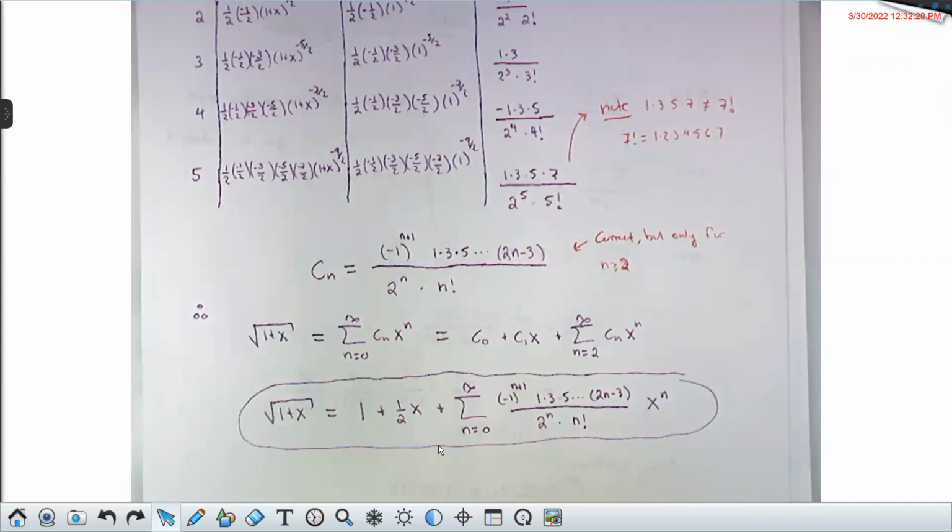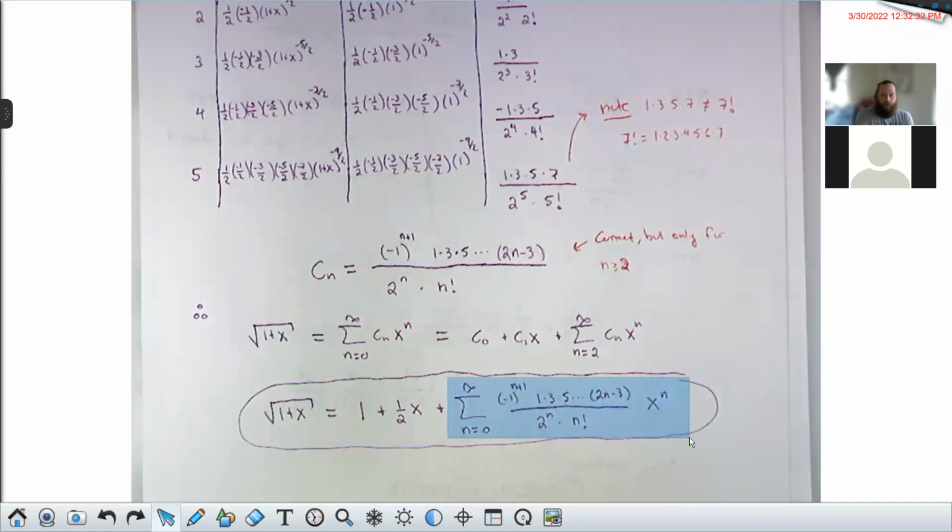A fun game to play would be to try and find your interval of convergence for this power series. Now, the 2 to the n and the n factorial really do want to help this thing converge, but this product upstairs is hurting it. So we might have a finite IOC, and that'll be an interesting thing to see if you can find.